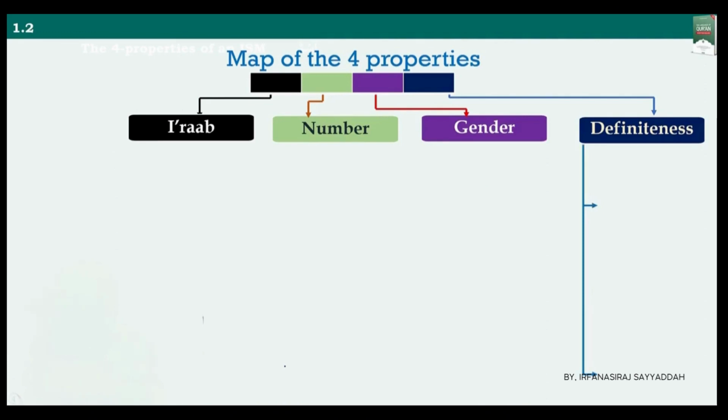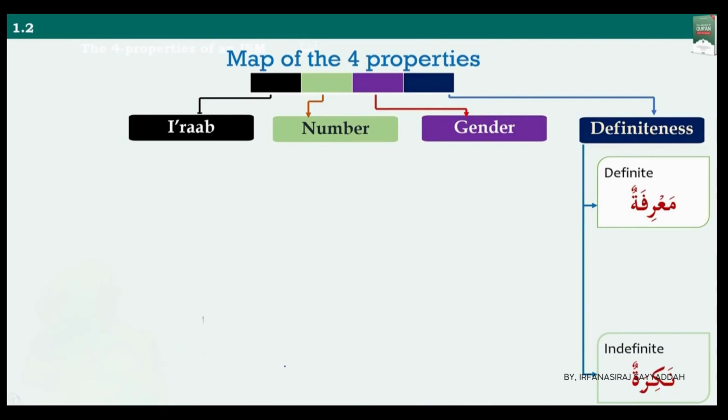So definiteness is exactly the same as in English. There is no difference between English and Arabic. We have definite or we have indefinite. Please note the Arabic terminology. At this stage, please don't worry about memorizing them. Just understand the concept. Over usage, you will get them. So ma'rifatun means definite. Nakiratun means indefinite.